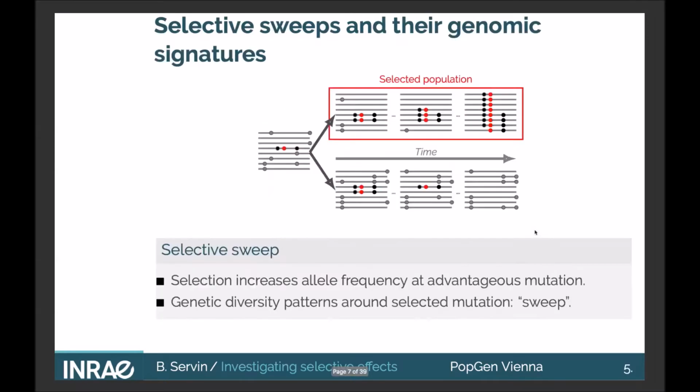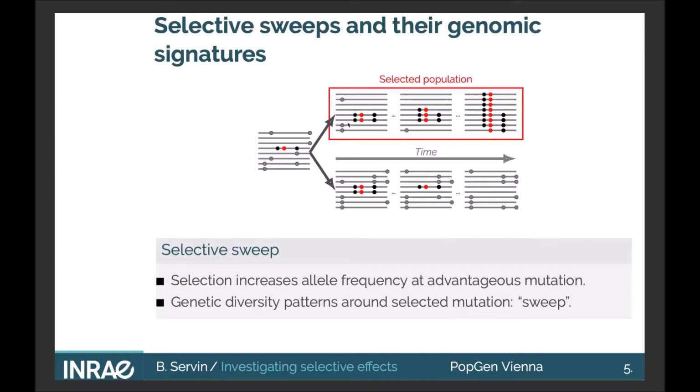Okay, so what are these selection signatures? I guess some of you have already seen that kind of sketch, but nevertheless, the idea is that we have a population where different alleles segregate in a small genomic region. If one of these alleles, the red one here, is adaptive, then it's going to increase in frequency due to selection over time.